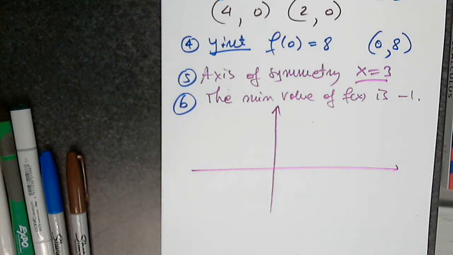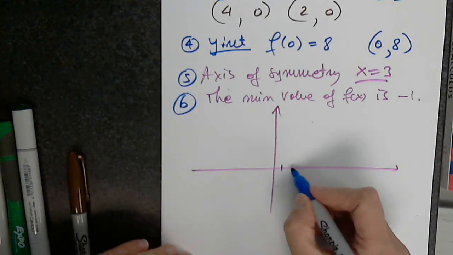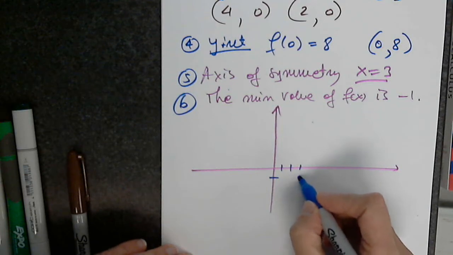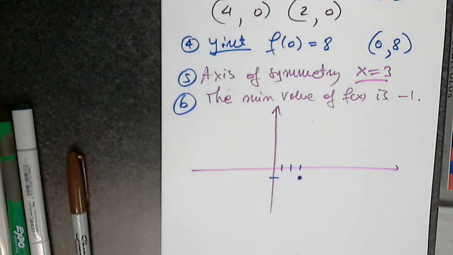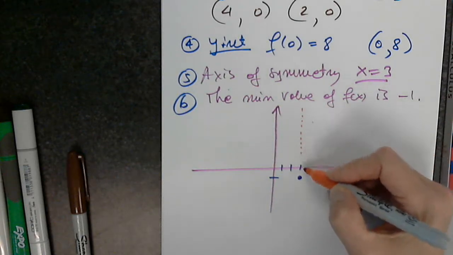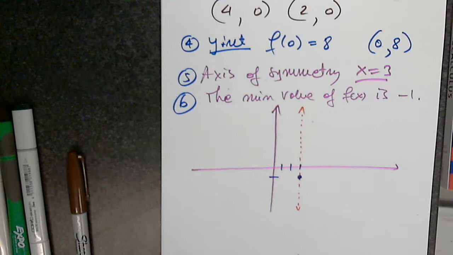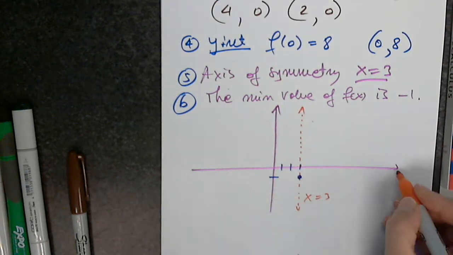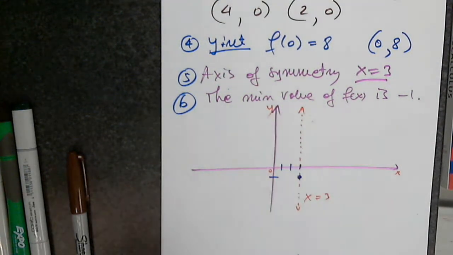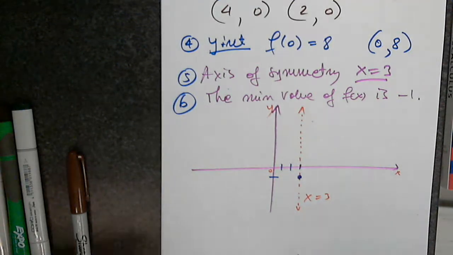We always start with a vertex. Again, what is the vertex? We continue with the axis of symmetry, which is not part of the graph of the function, but it will help me keep the graph symmetric with respect to this line, x equals 3. I need the x-intercepts, which are what?